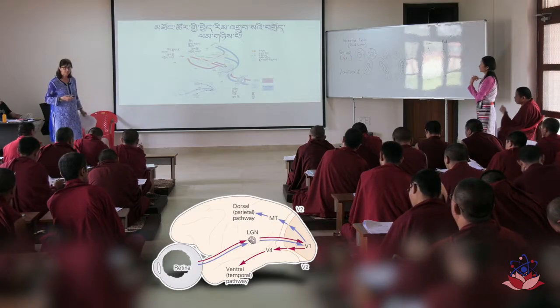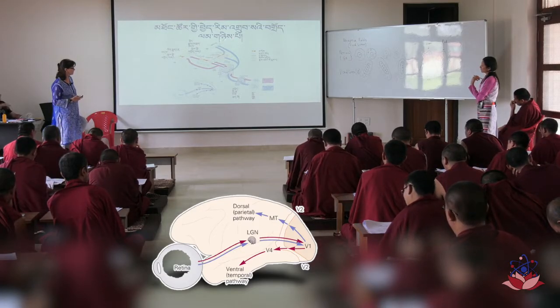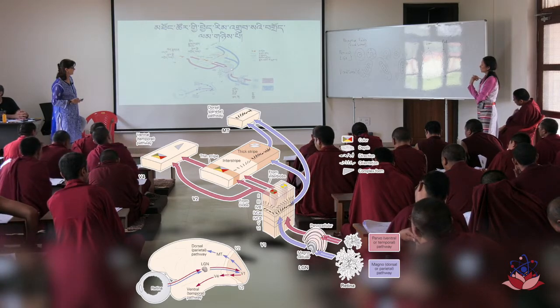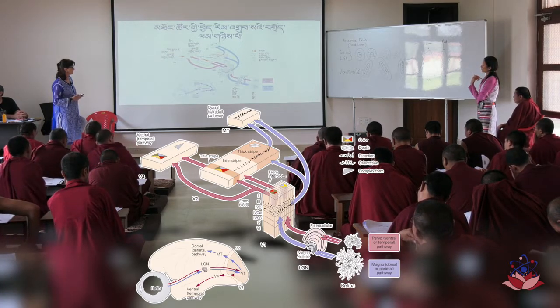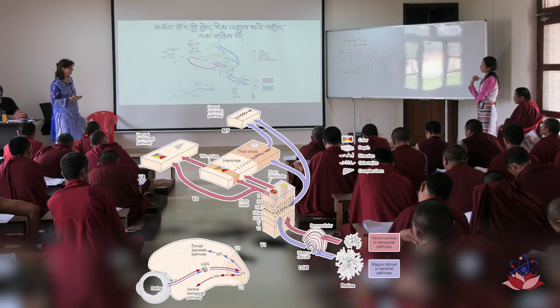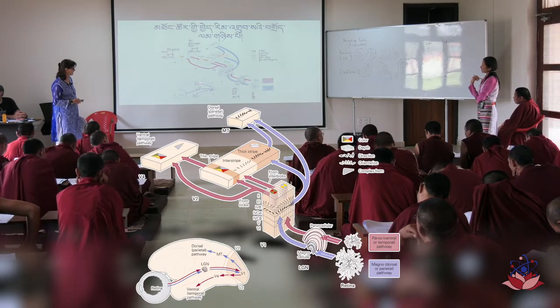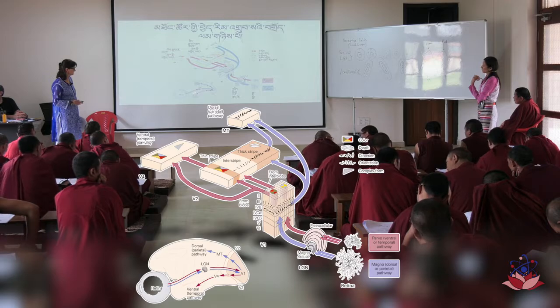So now we can see that even at the level of the visual cortex, the M pathway is interested in where something is in space, and the parvocellular pathway through the visual cortex and other areas is interested in what something is.